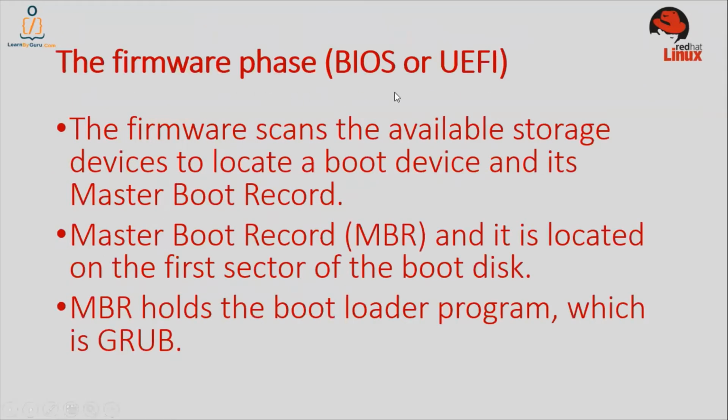The firmware phase of the BIOS or UEFI. The firmware scans the available storage devices to locate a boot device and its master boot record. A master boot record is located on the first sector of the boot disk. The MBR, or master boot record, holds the bootloader program, which is GRUB. So basically, the firmware, the BIOS or UEFI, transfers control to the bootloader program by looking into the master boot record.